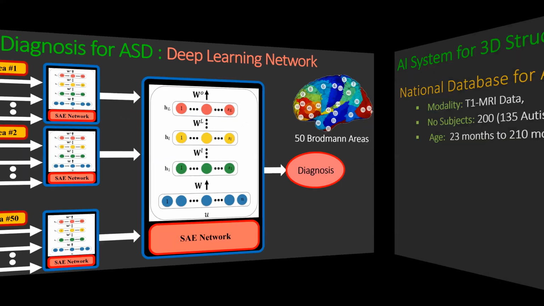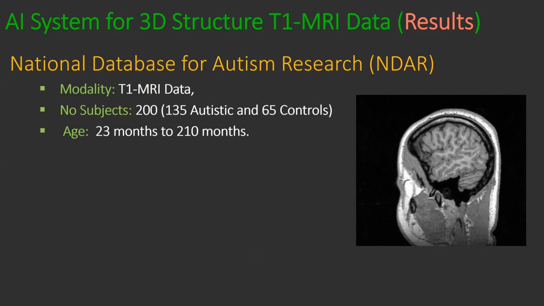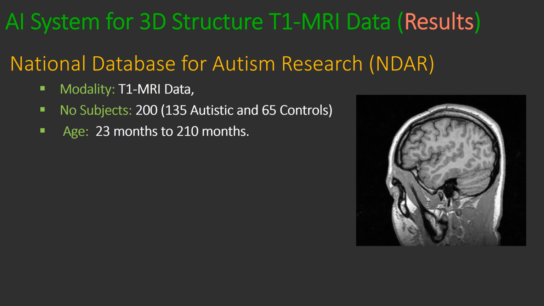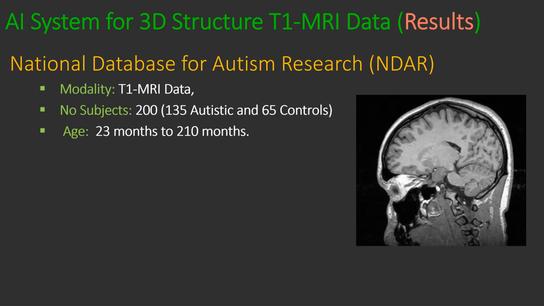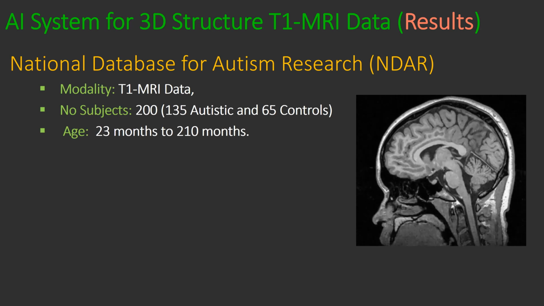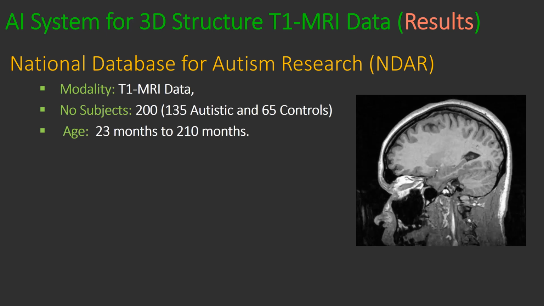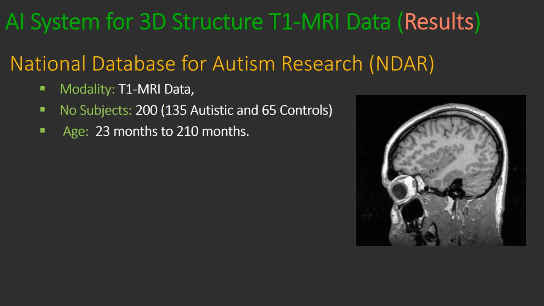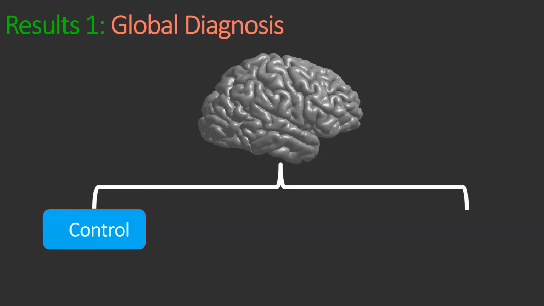After we tested this system on many datasets, the first one was the National Database for Autism Research, called NDAR. They have around 200 subjects, 135 autistic and 65 control. Their age was around 23 months. At this time, when I got the funding from NIH, this was my technology, separating control and autistic.